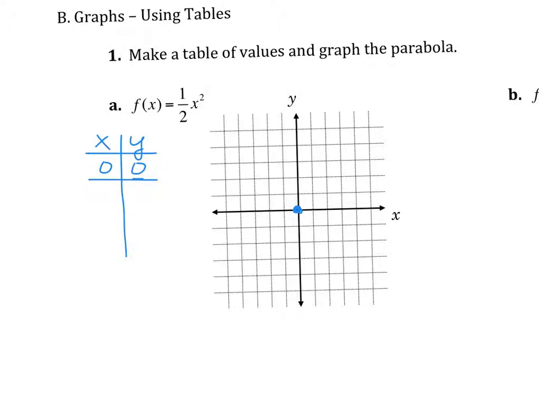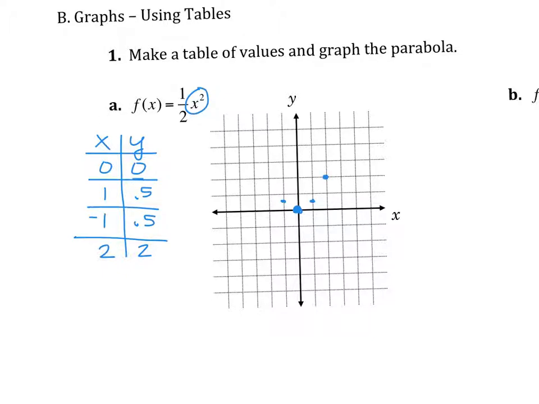If we plug in 1, 1 squared is 1 times 1/2 is 0.5. So you're gonna go 1.5, okay? If I plug in a -1, what do I get? You get 0.5 again. So that's gonna go right here. Okay, let's do one more number here. If we plug in 2, so 2 squared is 4, cut that in half, you get 2. So the 2 is here.